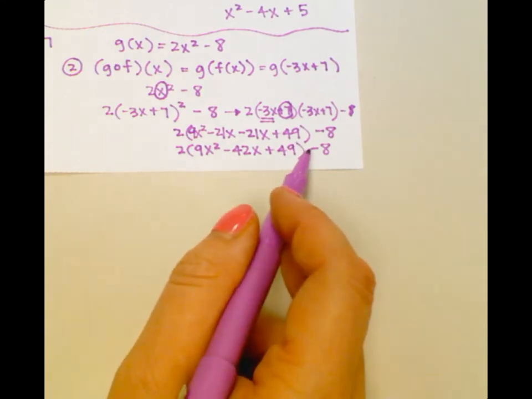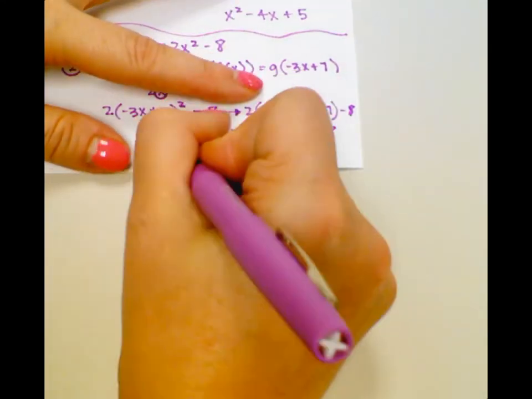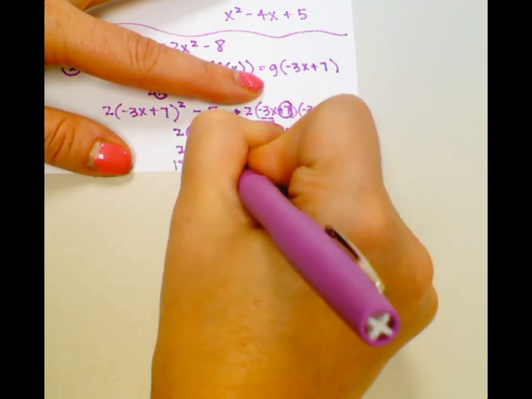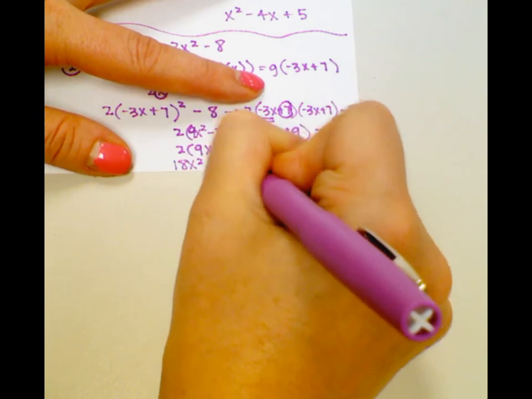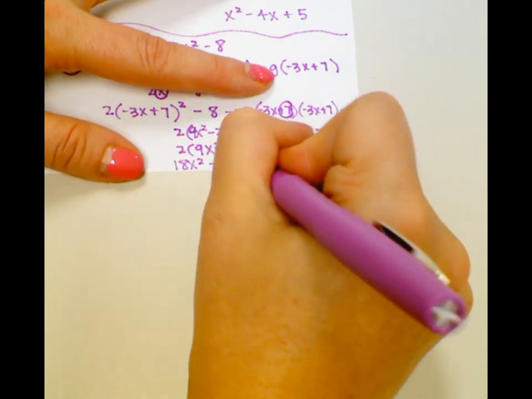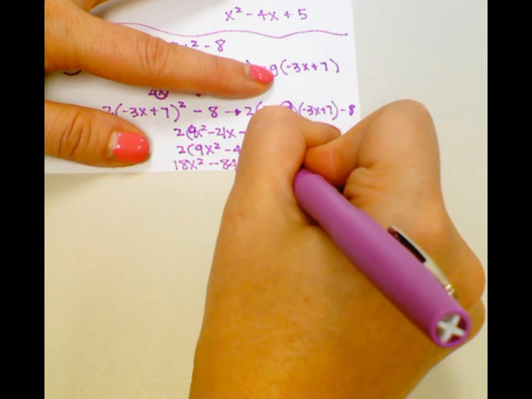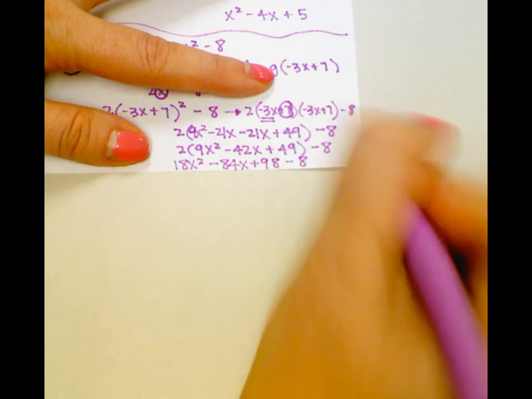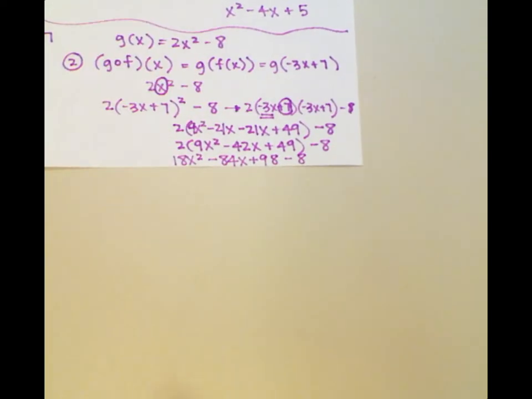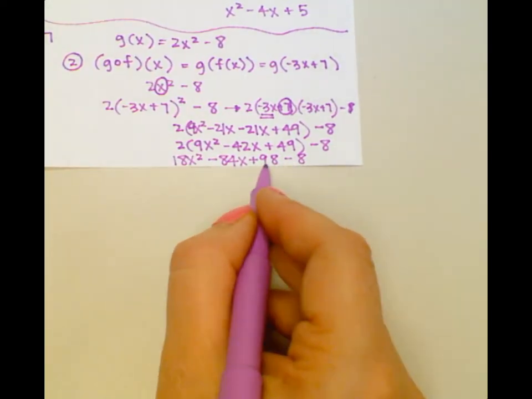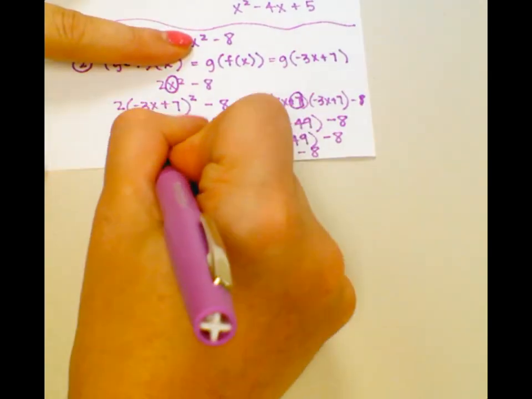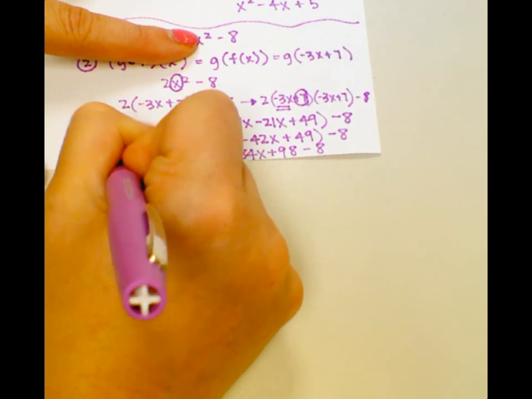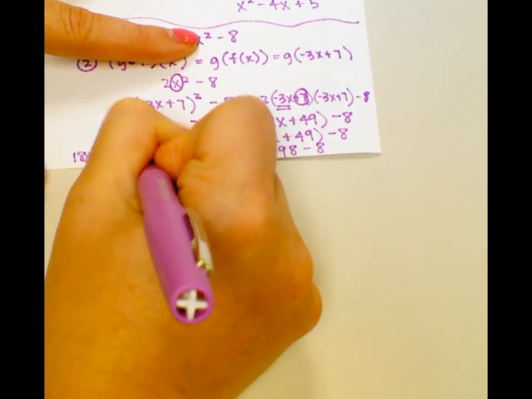And then we are going to end up with minus an 8 here in a minute. So let's distribute the 2. 2 times 9. 2 times 42. 2 times 49. 98. And I still have the minus 8. So now what? Yep, all I got to do is fix that bottom. So what is 98 minus 8? 90. So 18x squared minus 84x plus 90.